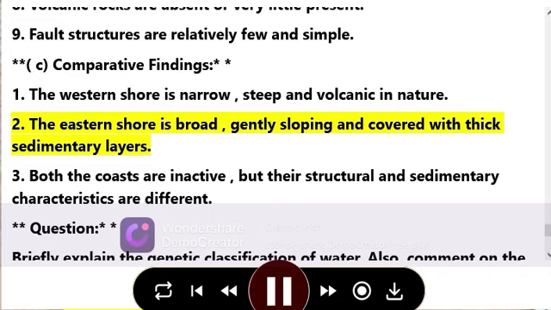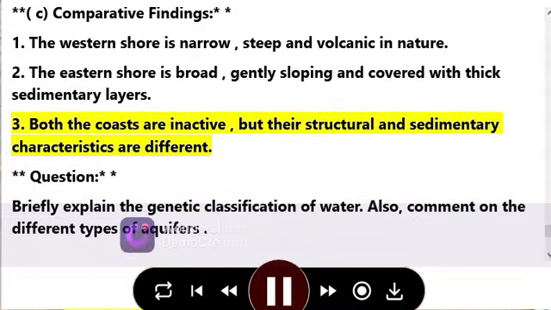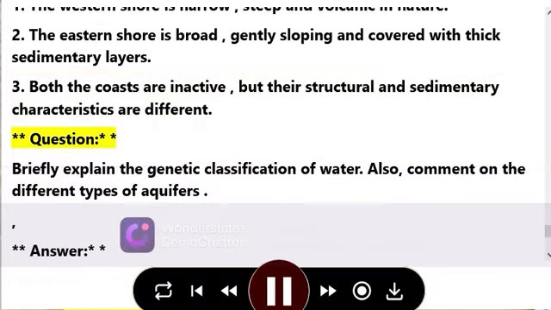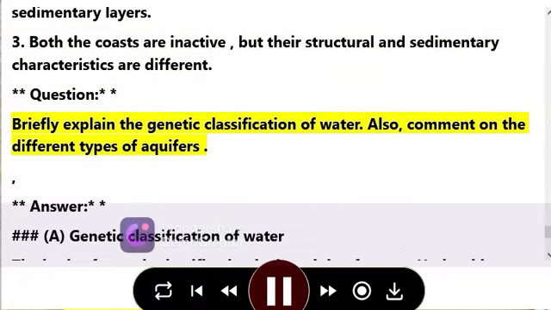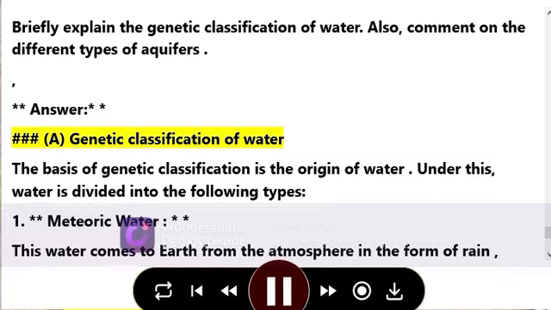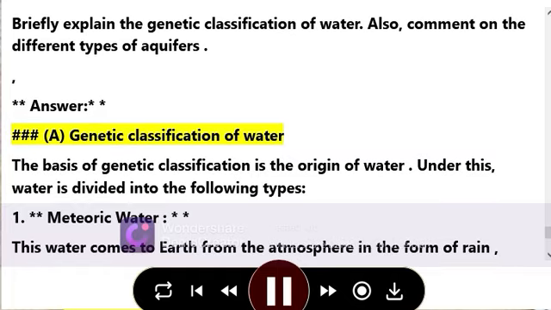C. Comparative findings. 1. The western shore is narrow, steep, and volcanic in nature. 2. The eastern shore is broad, gently sloping and covered with thick sedimentary layers. 3. Both the coasts are passive, but their structural and sedimentary characteristics are different.